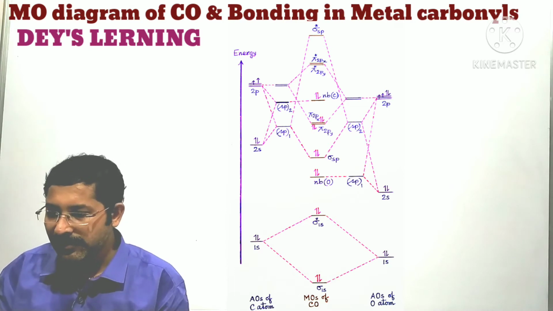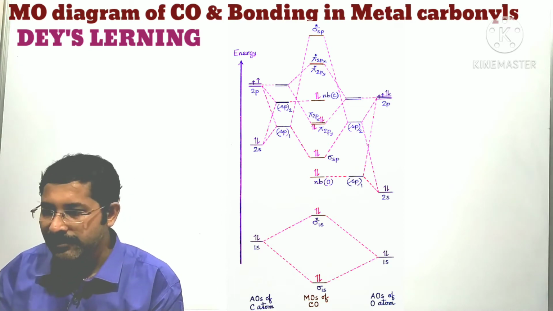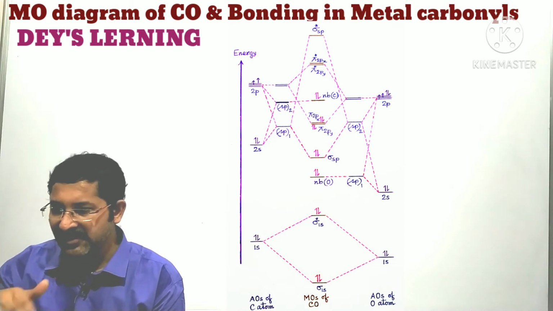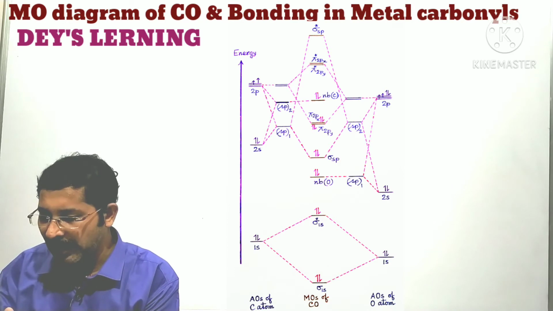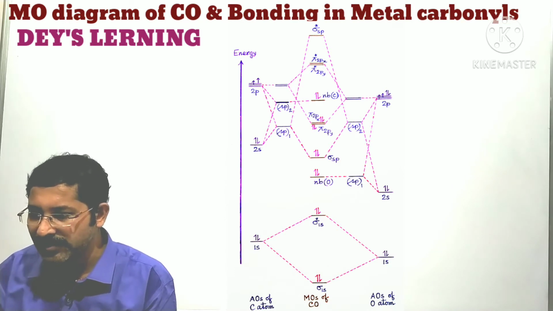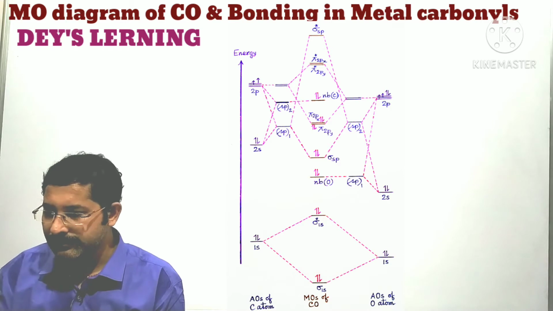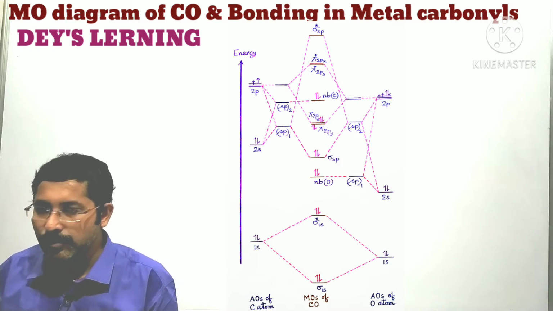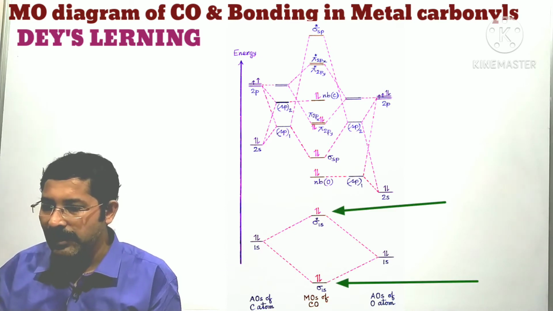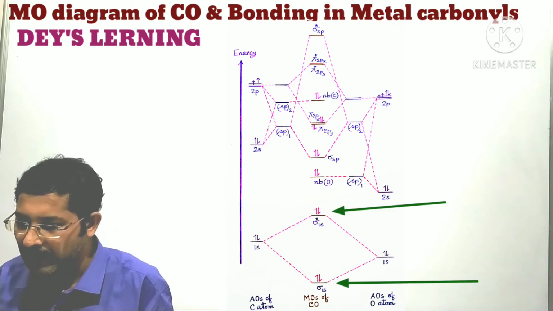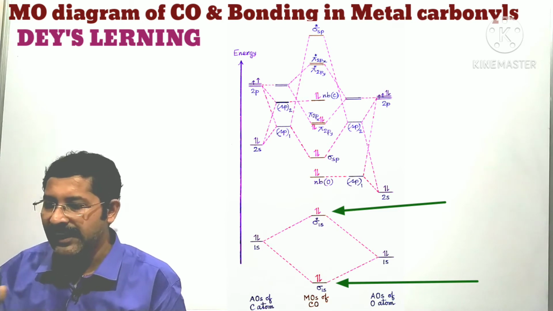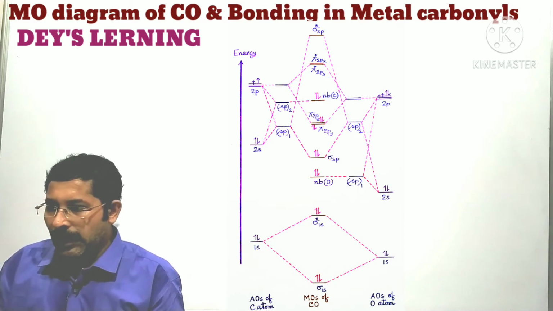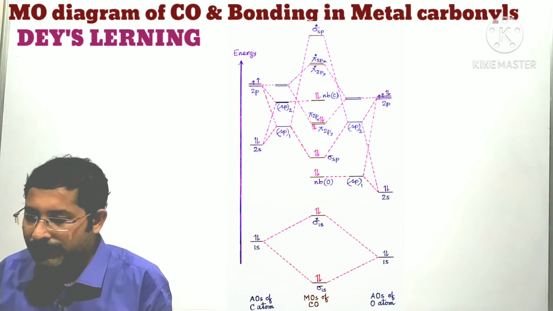The energy levels of the atomic orbitals of carbon are arranged on the left hand side, and that of the atomic orbitals of oxygen on the right hand side. So the 1s orbital of carbon combines with the 1s orbital of oxygen to form sigma 1s and sigma star 1s, two molecular orbitals, one bonding and one anti-bonding. Sigma 1s is bonding and sigma star 1s is anti-bonding. And in the next level, what will happen?